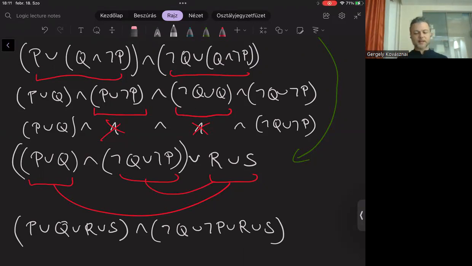What you can see now is a CNF. This is a conjunctive normal form, since outside of the parentheses, the main connective is conjunction. And inside the parentheses, we have only disjunctions. So yeah, this is a pretty CNF, what we got here.